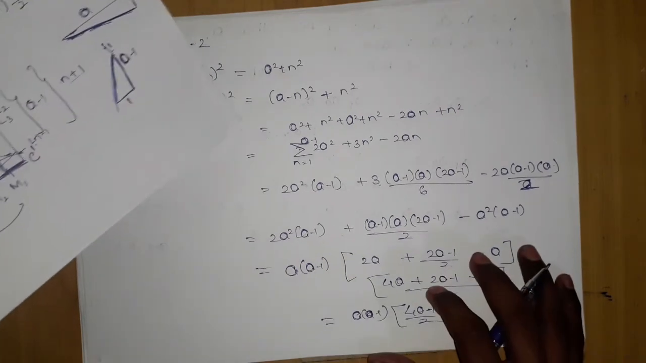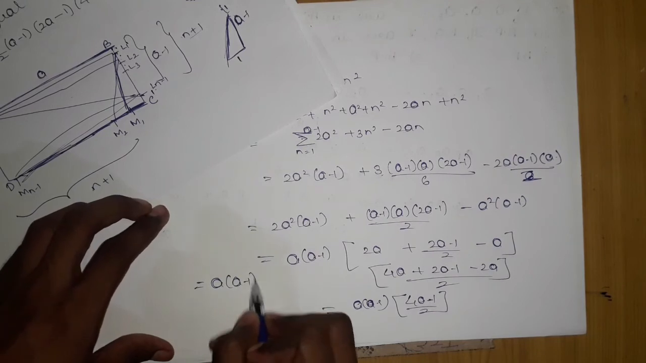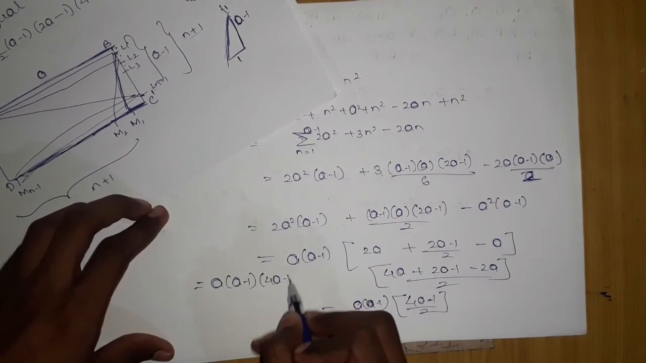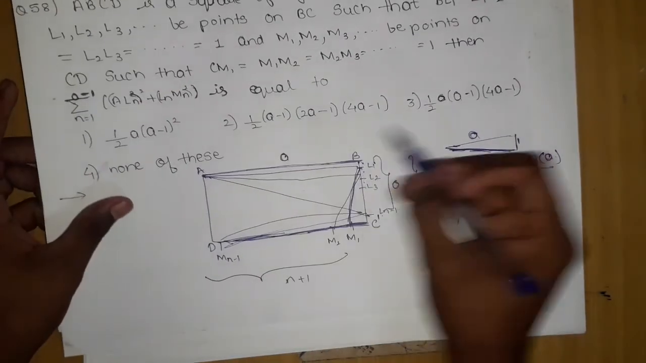So here you can clearly see we are getting the same answer again: a into a minus 1 into 4a minus 1 by 2. This is our answer again, the same answer, which is this one. So we are done with the 58th problem.